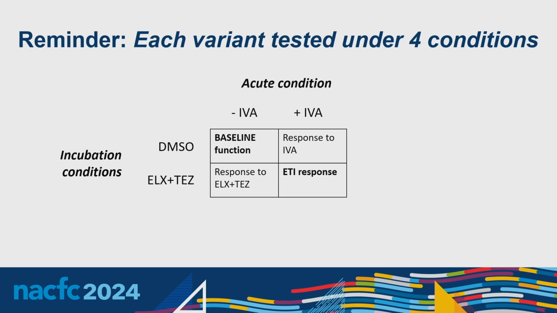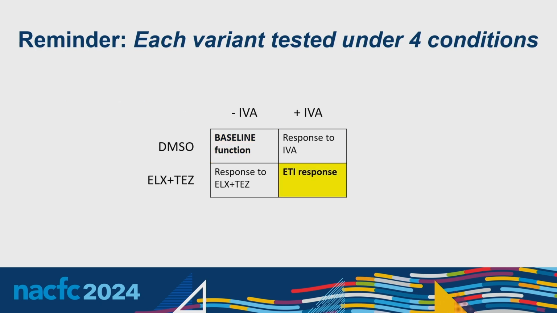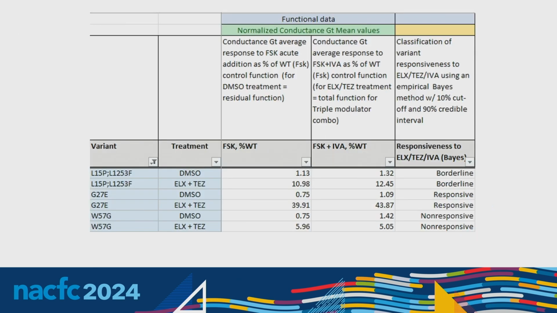Just as a reminder, and I keep harping on this because it is very confusing to see all the numbers. These are the 4 conditions. Again, you have incubation conditions and acute conditions. When you have DMSO and you don't add ivacaftor, that's your baseline function used by CFTR2. When you incubate with the correctors and add ivacaftor acutely during the experiment, that's the ETI response, and that's the portion that underwent that Bayesian analysis to determine whether things were responsive or not.